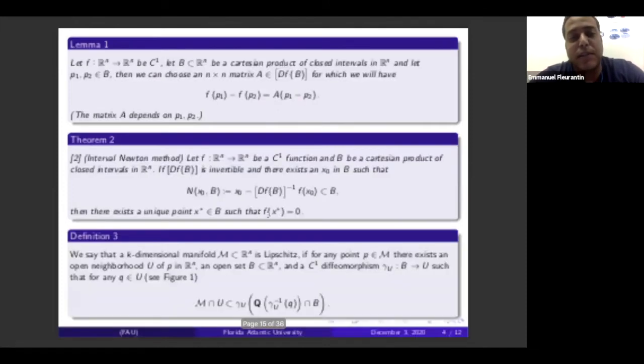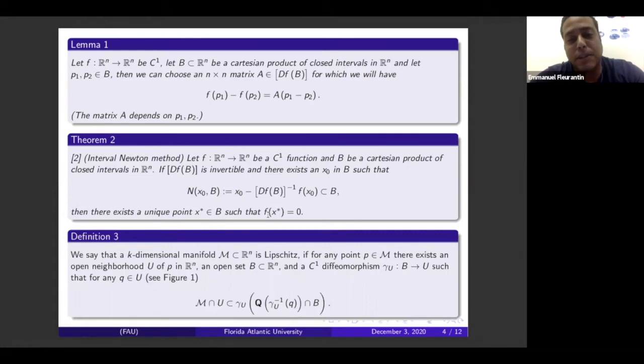Next, we'll give you a definition of what we call a k-dimensional Lipschitz manifold. So we have a k-dimensional Lipschitz manifold, a k-dimensional manifold M in R^n.